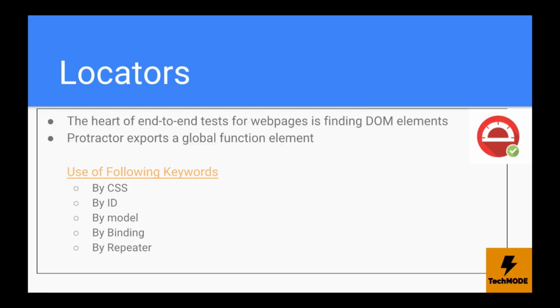As you can see in the slides also, the heart of an end-to-end test is the web page, and that means finding the DOM elements. So we will be finding the DOM elements using locators. Protractor is one of the very good test frameworks for Angular application testing, where it provides lots of locators that can be used to find the elements in the DOM.